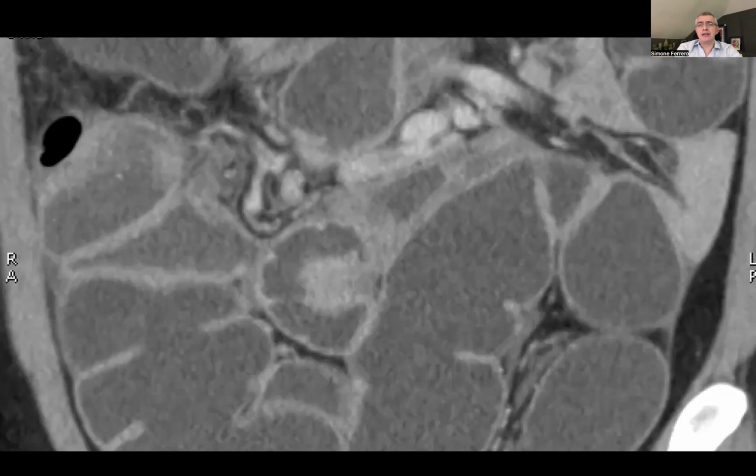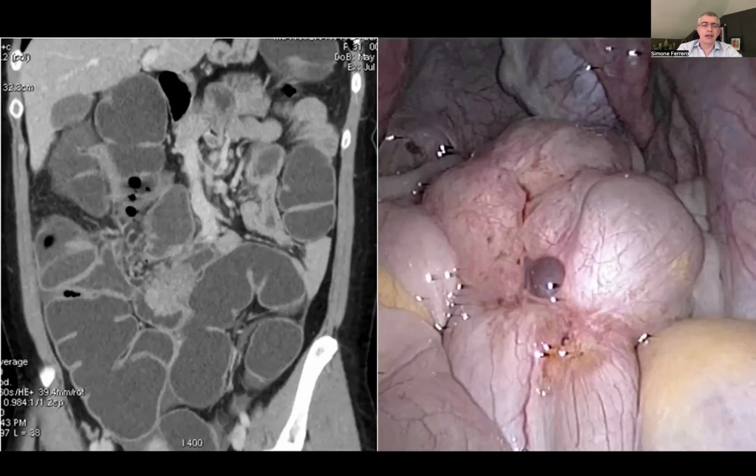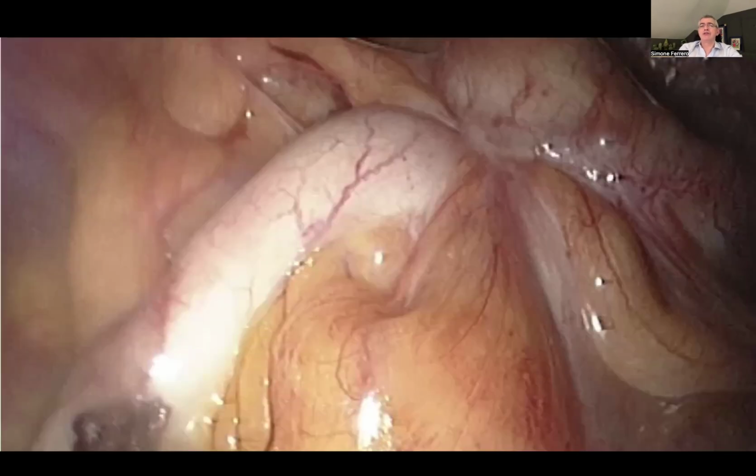Here we have an image obtained by multidetector tomography enema, and we can identify an ileal nodule that cannot be detected by transvaginal ultrasonography. And again, here we have a nodule on the ileum that was detected on multidetector computed tomography enema. Obviously, we cannot expect to diagnose ileal lesions by transvaginal ultrasonography.